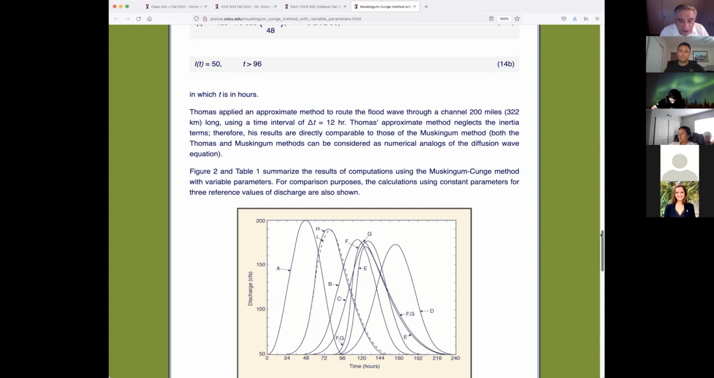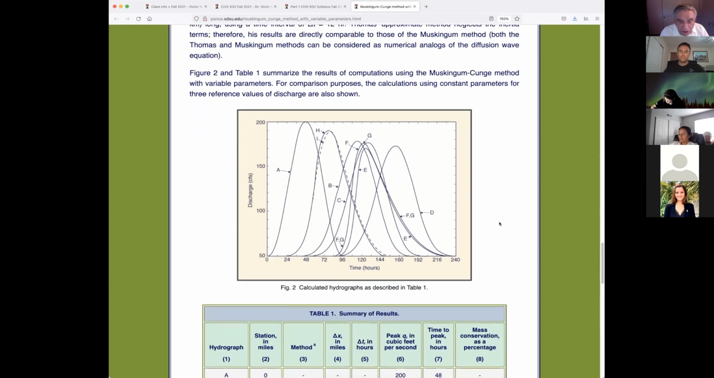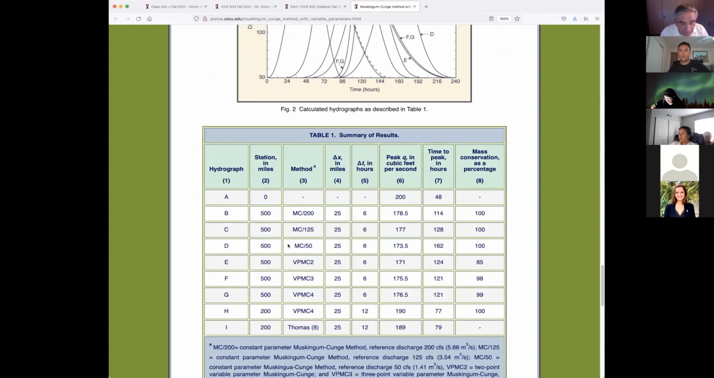Okay, so I'm not going to spend too much time in it, only to tell you that we did several calculations in here, and they're all plotted in here. We did B, 500 miles, Muskingum-Cunge with reference flow 200. C, I'm going to have to speed up in here, 500 miles because at this rate we're not getting anywhere, 125 and 50. Then E is a variable parameter Muskingum-Cunge for 2 points, 3 points, 4 points, okay?